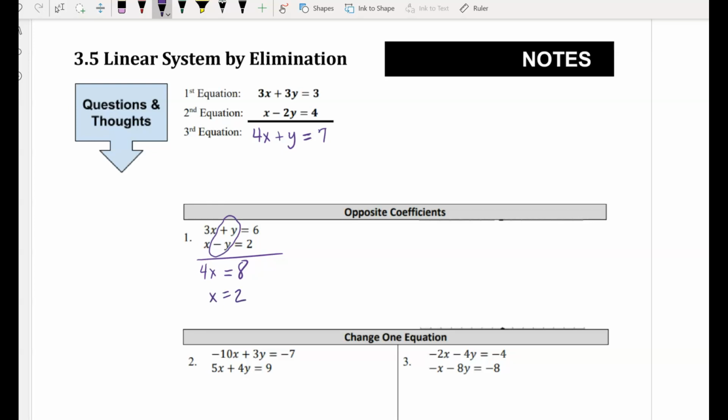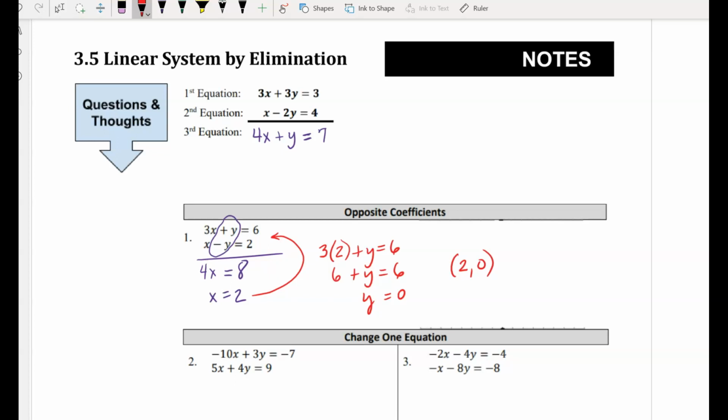Once I have a value for x, I can take it to either of the original equations up here, substitute 2 for the x value, and then that will help me find the y value. I'll put it in the first equation, 3 times x, but I know x is 2, so I'm going to substitute that in, plus y is equal to 6. If I multiply 3 times 2, I get 6, plus y equals 6, and subtract 6 from both sides, I get y is equal to 0. So the solution to this system, by eliminating one of the variables first, is going to be x is 2 and y is 0.